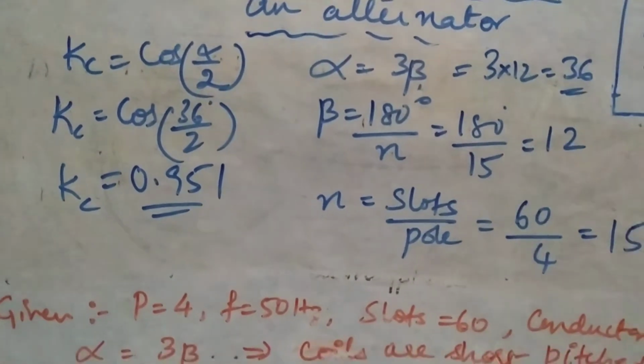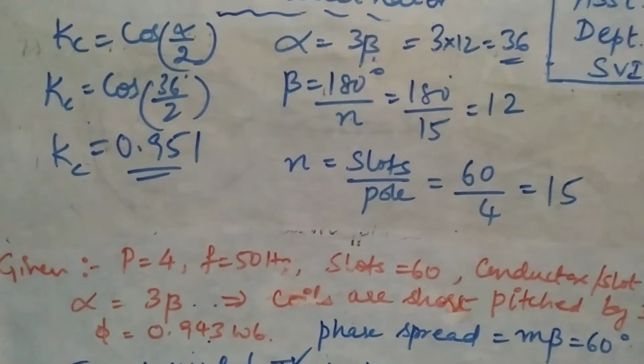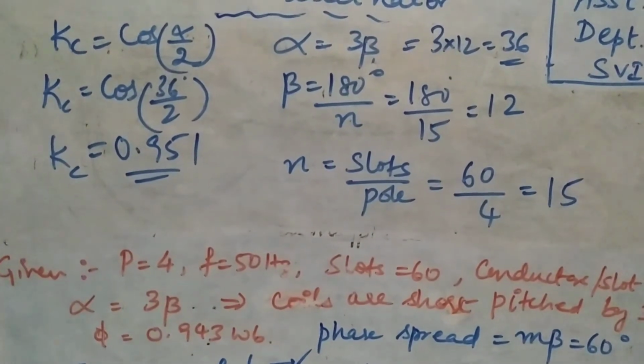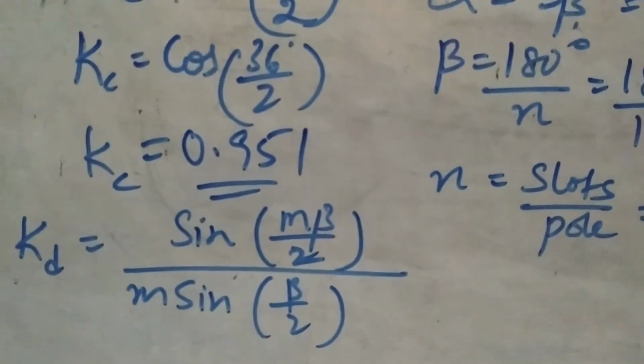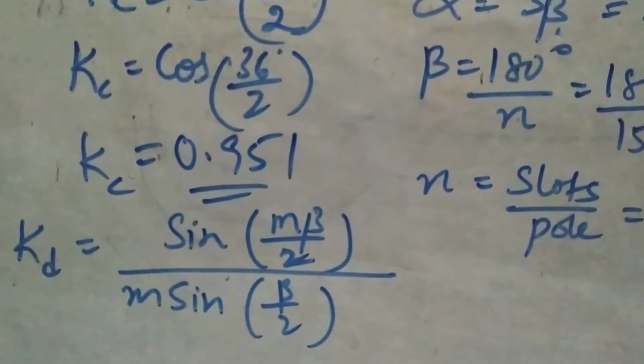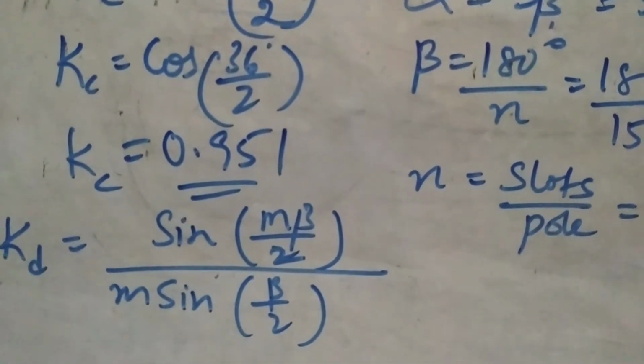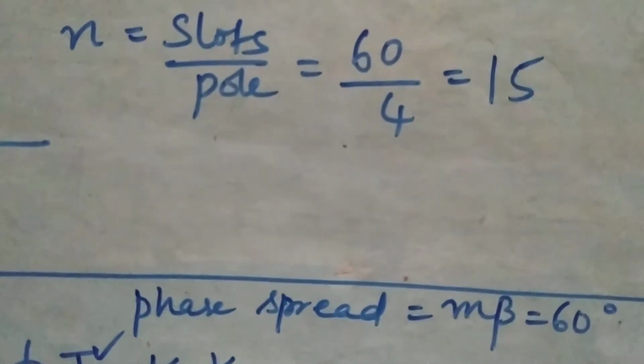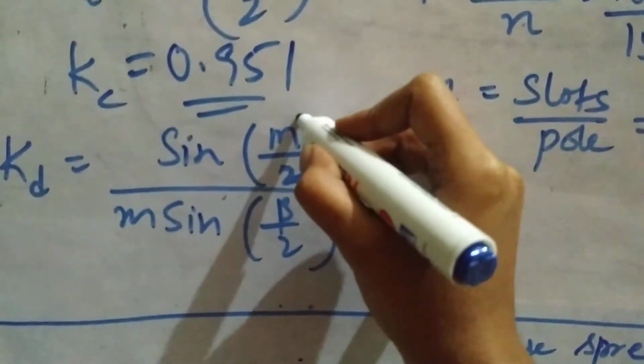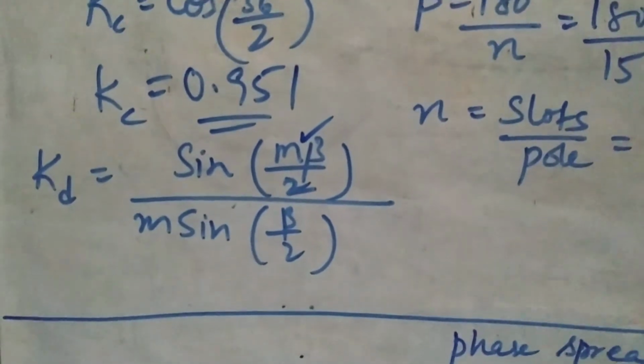Now we can find out the distribution factor Kd. So what is that Kd formula? Kd is given by sine of m beta divided by 2 divided by m into sine of beta divided by 2. See here the product of m into beta, it is already given here. Can you see that? It is phase spread. That is around 60 degree. So you can easily substitute in that.